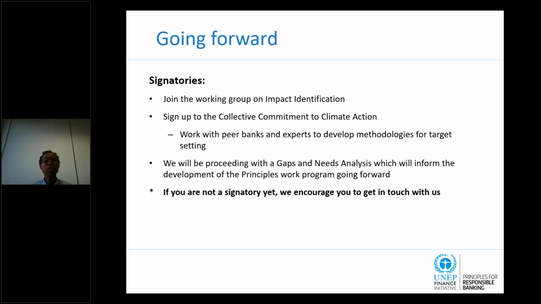We will also be proceeding with a gaps and needs analysis, which will inform the development of the Principles Work Program going forward. And so this is an activity that we will be asking signatory banks to undertake in order to get an understanding of where the most support is needed and to prioritize that. And lastly, if you're not a signatory as yet, we do encourage you to get in touch with us. Let's have a discussion and see how we can bring you on board.